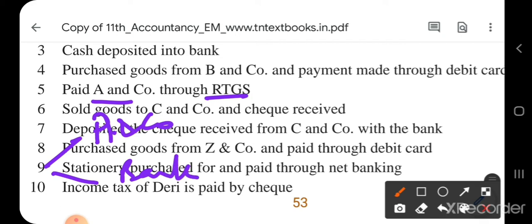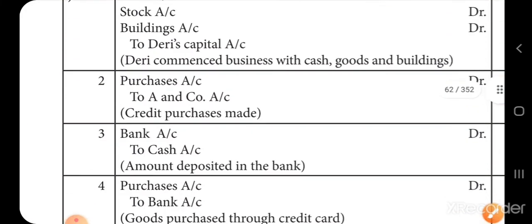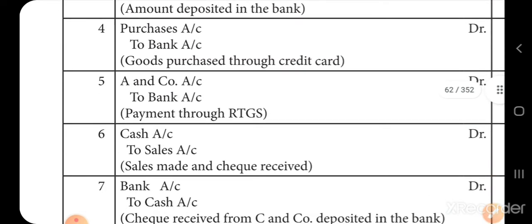Okay, now, paid A and company. A and company is a personal account, bank is a personal account. Now apply the rule: debit the receiver, credit the giver. Who is the receiver here? Paid A and company. Debit the receiver, so debit A and company. Who is the giver? The bank is giving the money, so bank is a giver. So credit the giver. Now the entry will be A and company account debtor to bank account. A and company to bank.